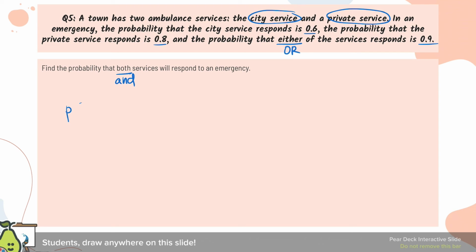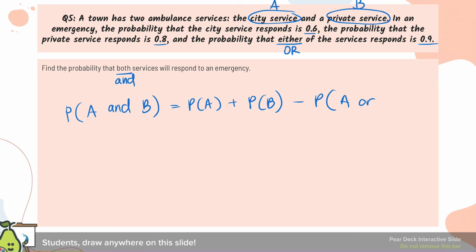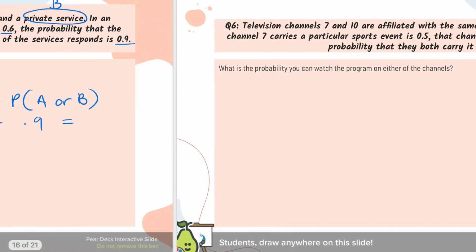So to find the probability of, let's say this part is A and this part is B, so A and B, what I have to do is add those two probabilities together and then subtract from that the probability of A or B happening in general. So now I can just plug in values. So I have A to be 0.6, B to be 0.8, and then I'm going to subtract that from 0.9 to give me my final answer. And then again, you guys can figure this out. So I'm going to move forward.